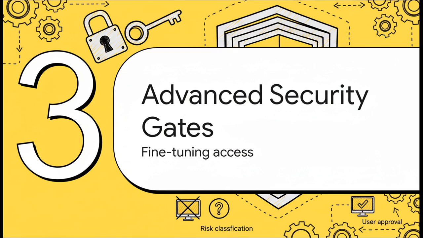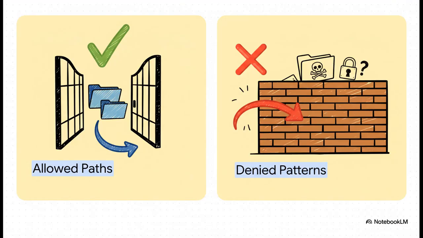All right, once you've got those basics in place, you can really start to level up your security game. Let's talk about some more advanced techniques that give you even more fine-grained control. I love this example of allow list and deny list. It's so clear. For a tool that works with files, you can say, hey, you're only allowed to play in the /workspace and /docs folders.